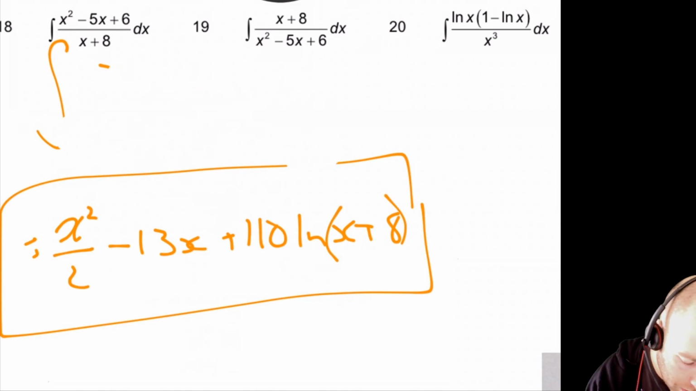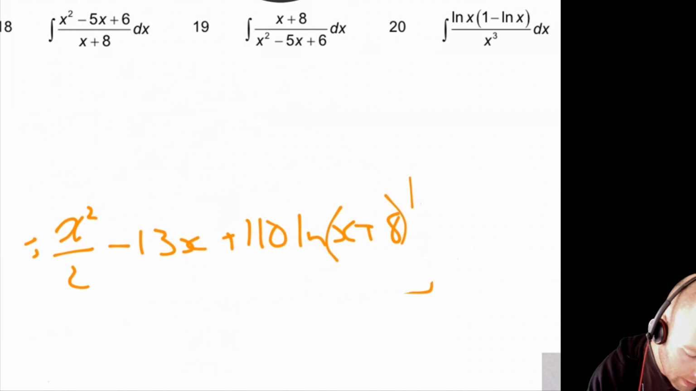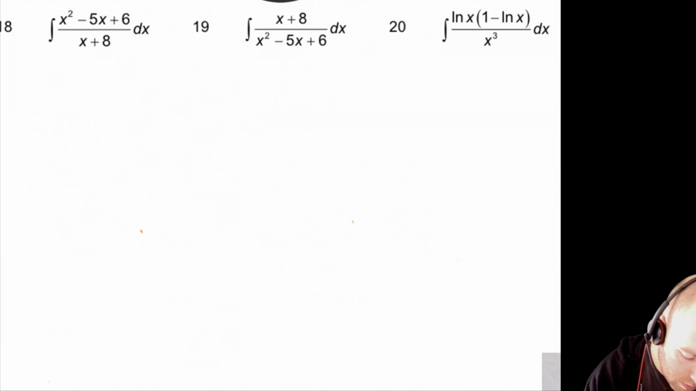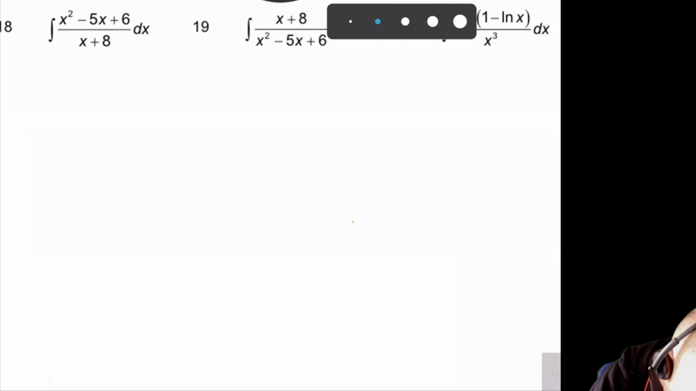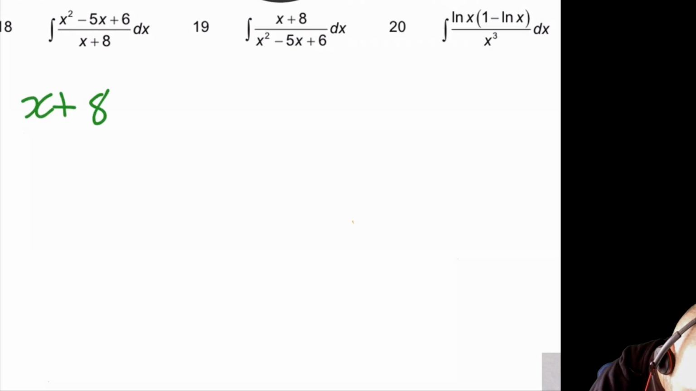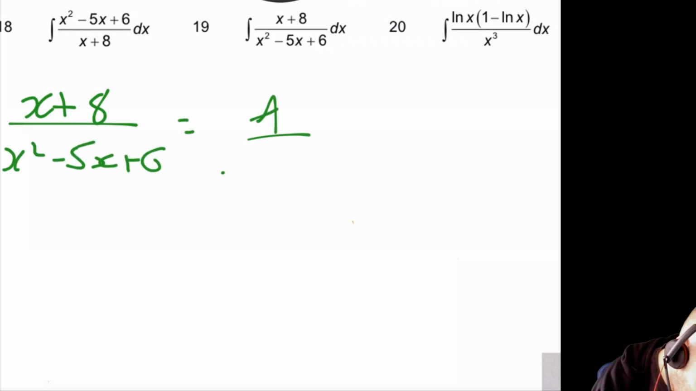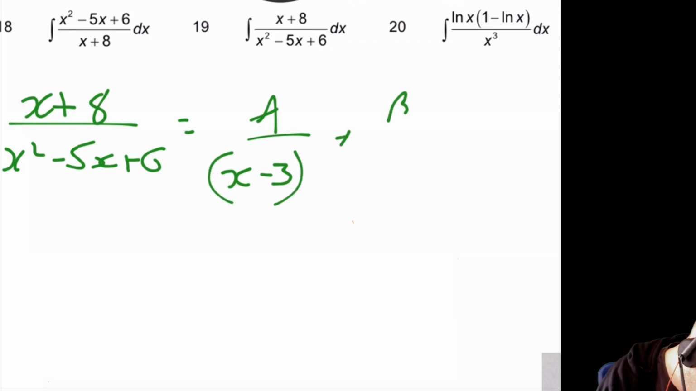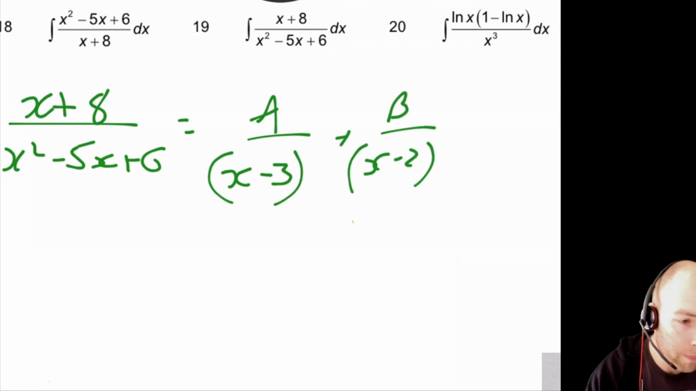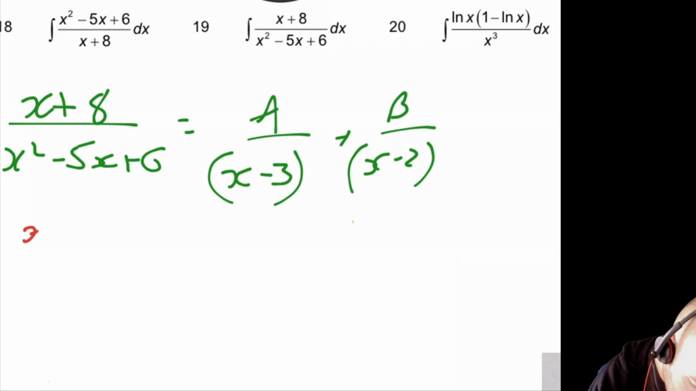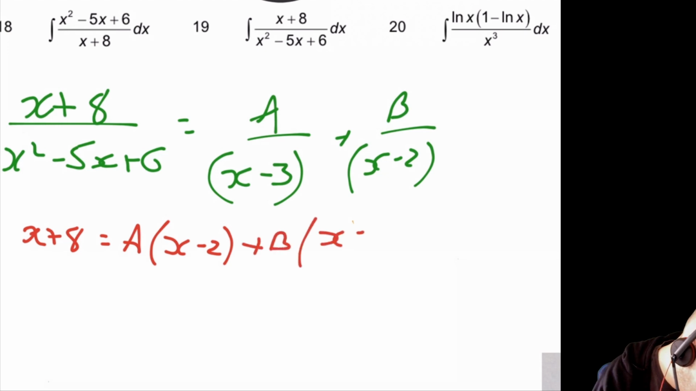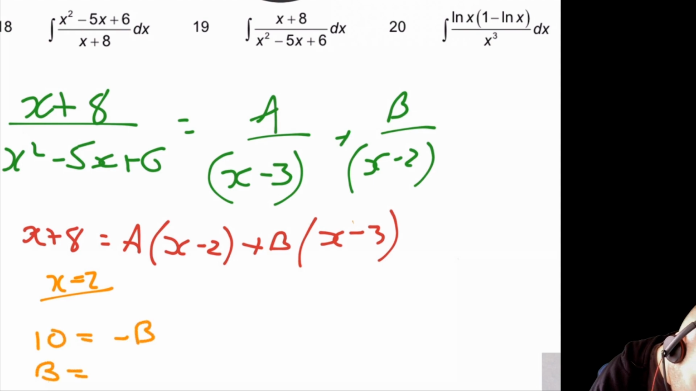Okay, question 2, partial fractions. So factorize the denominator. I think it's going to be 3 and 2, minus 3 and minus 2. So x plus 8. Get that? Cross multiply. Yeah, x plus 8 equals A times x take 2 plus B times x take 3. Let x equal 2, so we get 10 equals minus B, so B is minus 10.